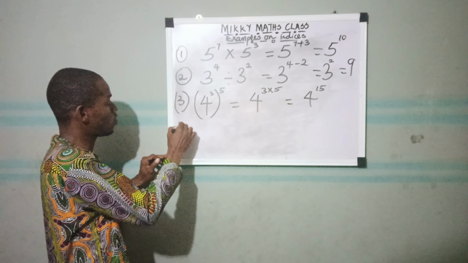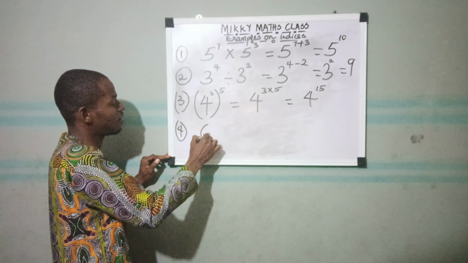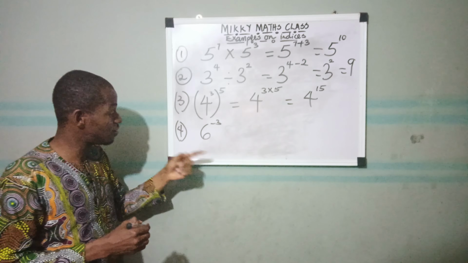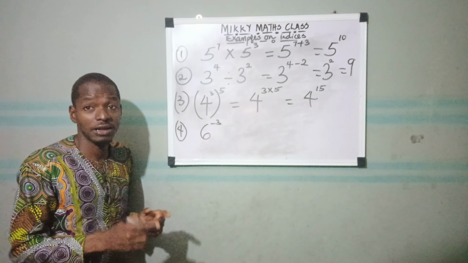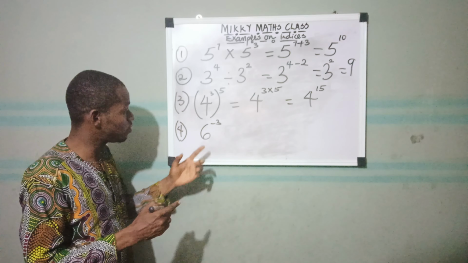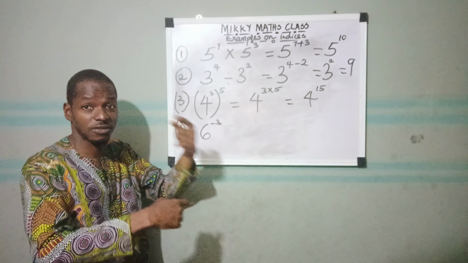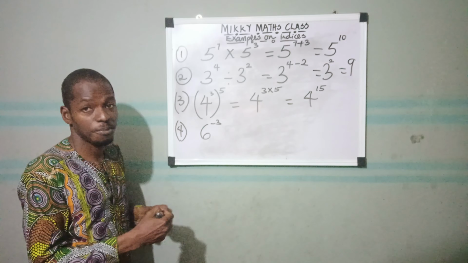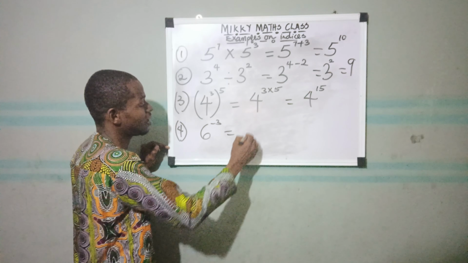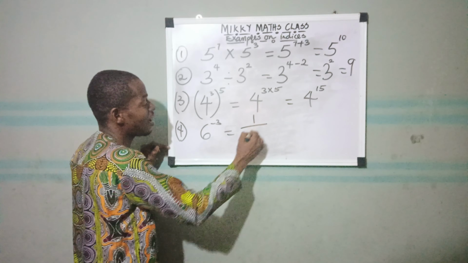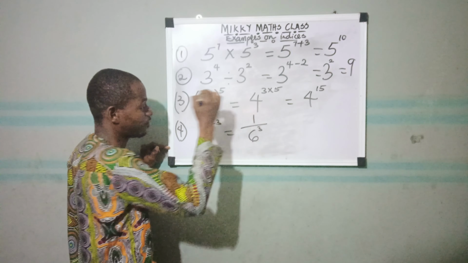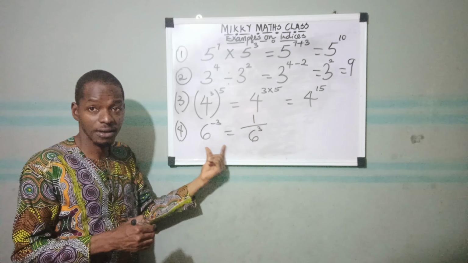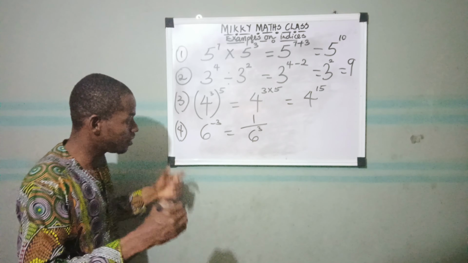Now, the fourth one, you can have 6 raised to the power minus 3. Remember the law? This is the negative index law. And it says for us to solve it, we have to write it in a positive form, taking the reciprocal and writing the power in the positive form. So this is the same thing as 1 over 6 raised to the power of 3. When you see a question like this, take the reciprocal, the power becomes positive.